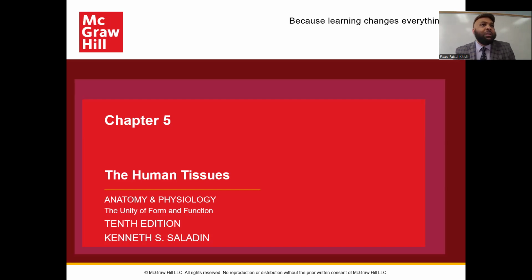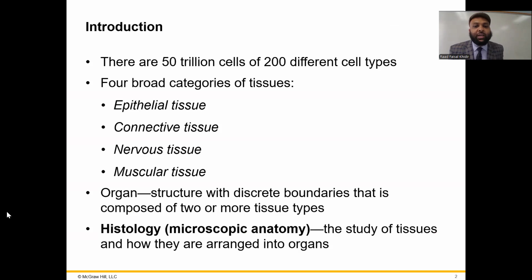So now we're going to learn about what kind of tissues there are. And we said, how many tissues do we have in our body? We have either one of how many? Four tissues. There's either nervous tissue or muscular tissue or epithelial tissue or connective tissue. Those four are very, very important. Okay, there are 50 trillion cells of 200 different cell types, and they are divided into epithelial tissue, connective tissue, nervous tissue, and muscular tissue.